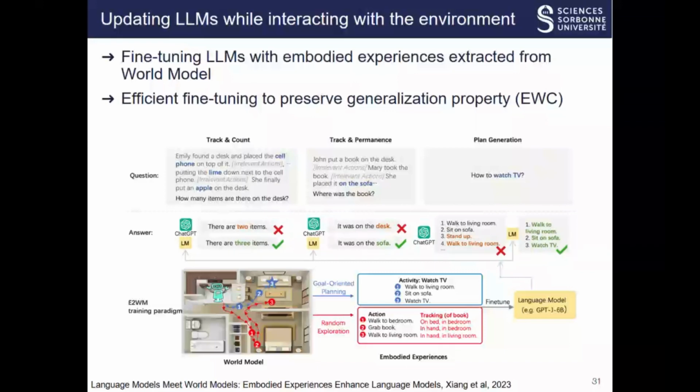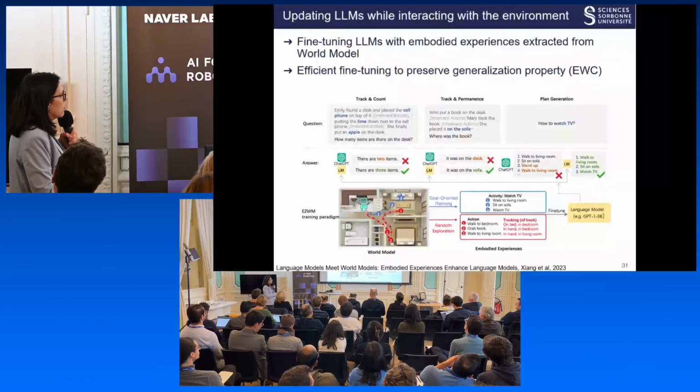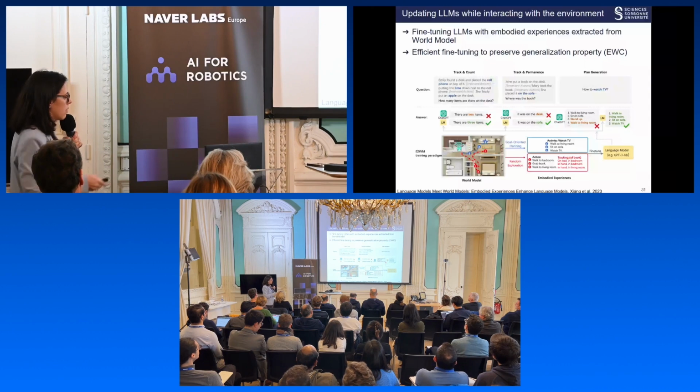And what they have shown is that when you ask different tasks regarding the counting of objects within an environment, tracking some objects within a scene, or generating a plan, when they compare to ChatGPT, the output of the LLM fine-tuned according to this environment is more accurate.